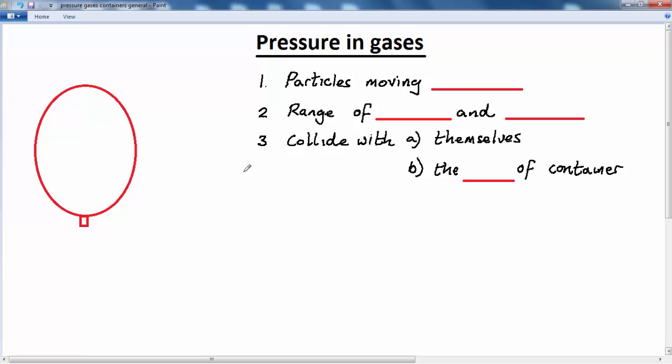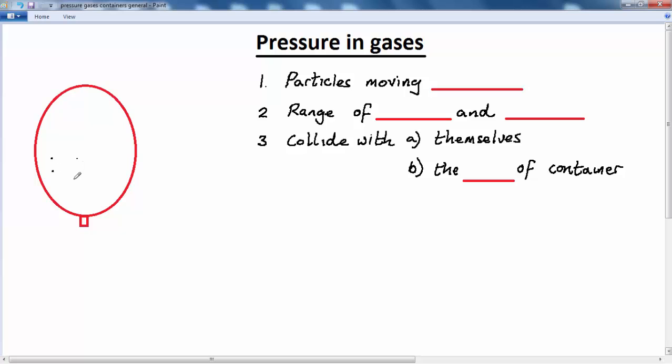In this lesson we're going to continue to look at pressure in gases, in particular the pressure of gases inside a container. So here on the left we've got a container that you're all very familiar with, which is a balloon, and you know that when you blow air into the balloon, the pressure in the balloon increases. Well, what's actually happening to the particles inside the balloon?